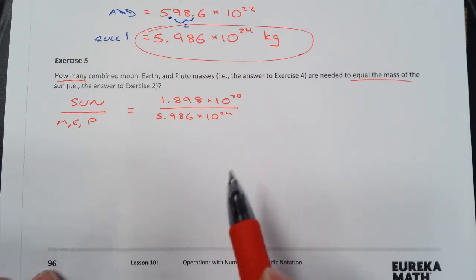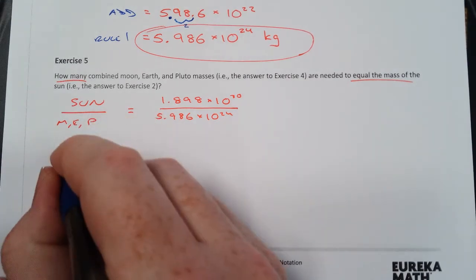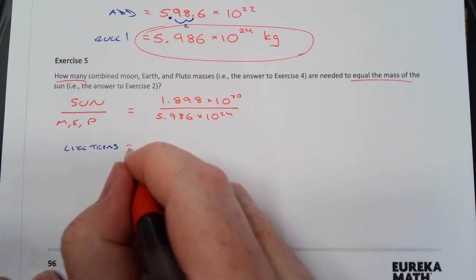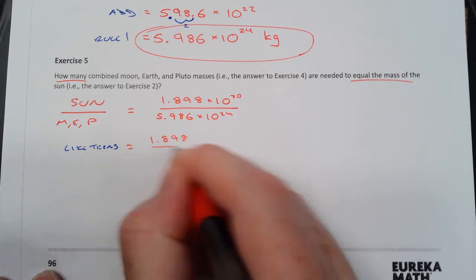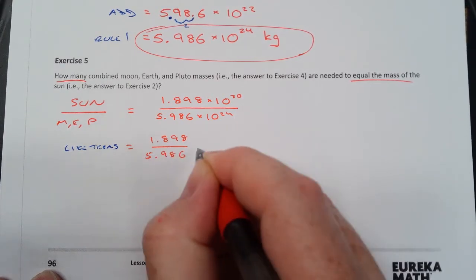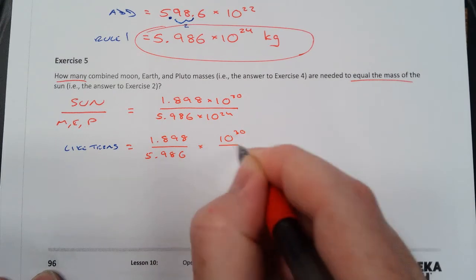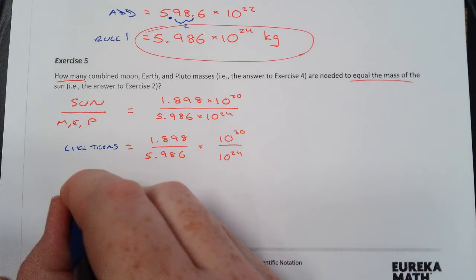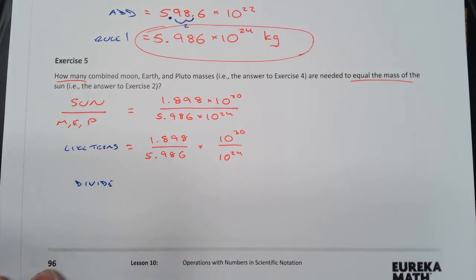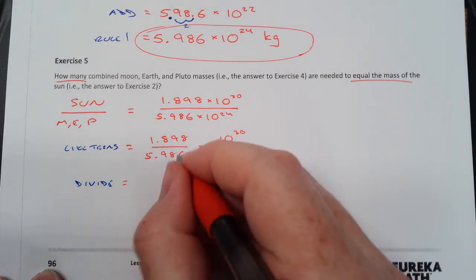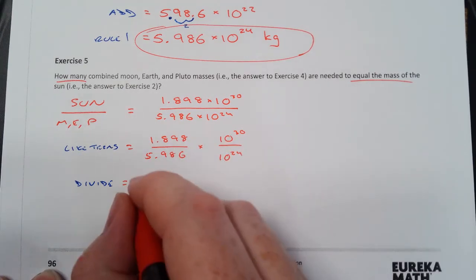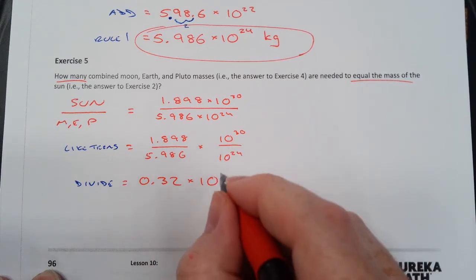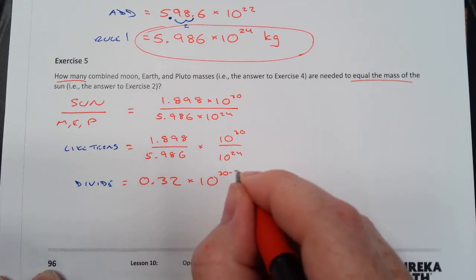It's a division problem. First thing I'm going to do is separate my like terms from each other. So I'm going to take the decimals, put them together, and I'm going to take the exponents and put them together. Then I'm going to divide both fractions. I'm going to use a calculator for this one. You get about 0.32. And you know how to do this one. You're just dividing the same base, so you subtract the exponents.